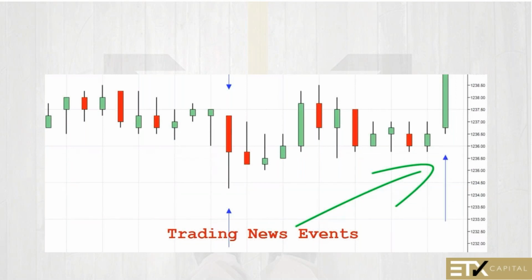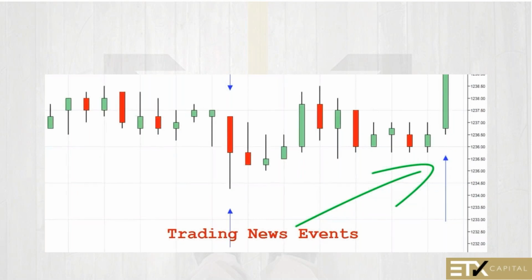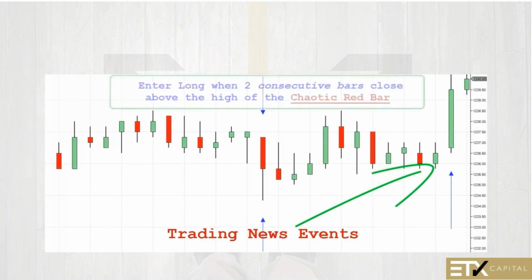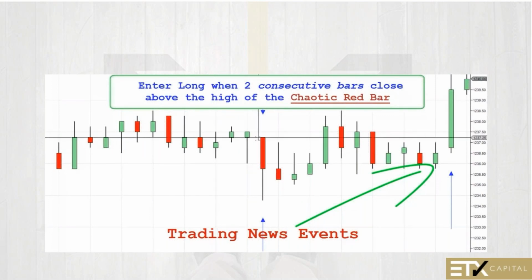And the reason why: the traders who got in short initially based on the news event being wrong are having their stops hit, or hitting that reverse button on your DOM or on your trading platform, and initiating a huge move in the opposite direction. I'm entering long to the opposite side of the highest high of this red bar.